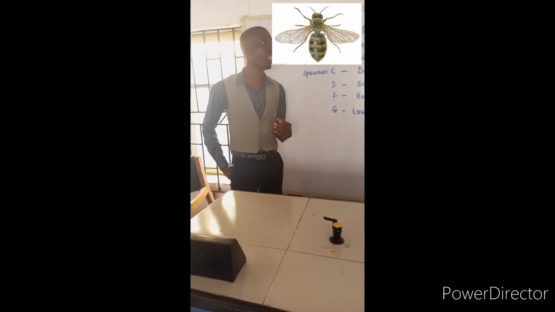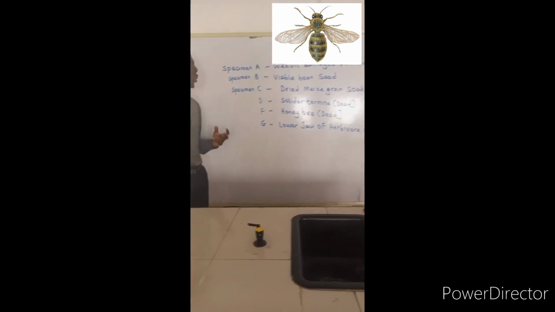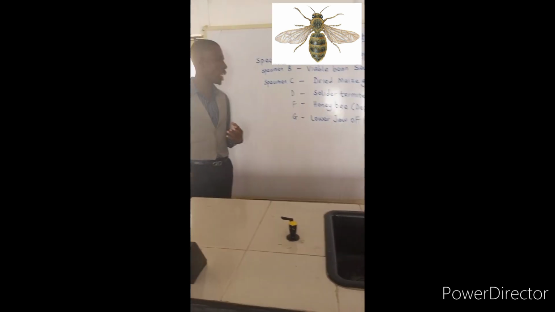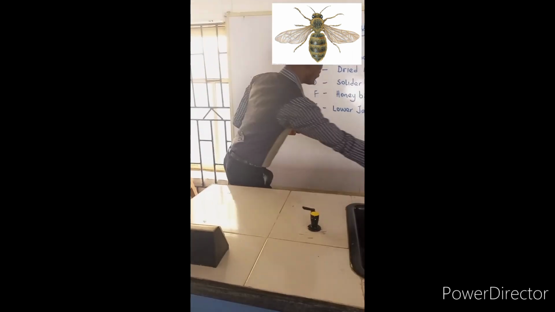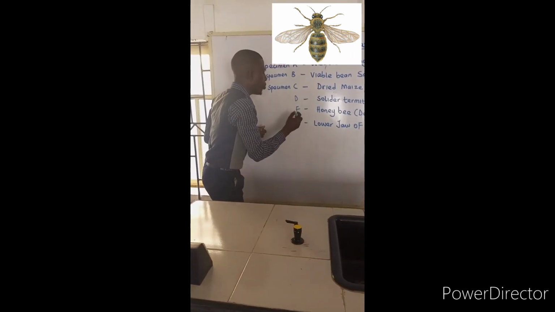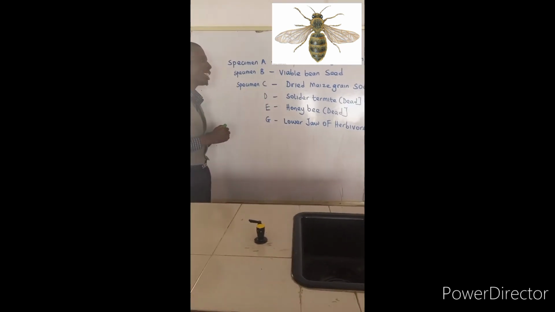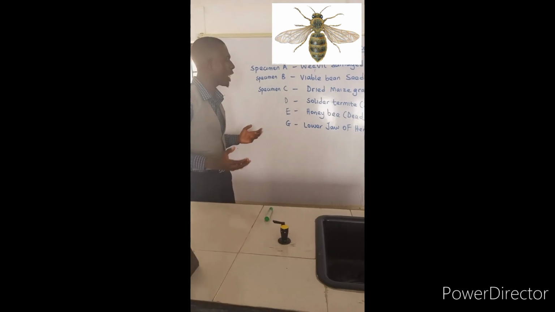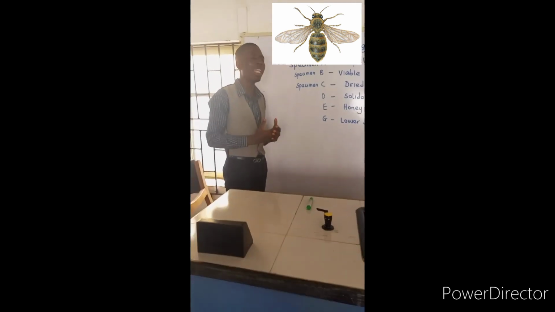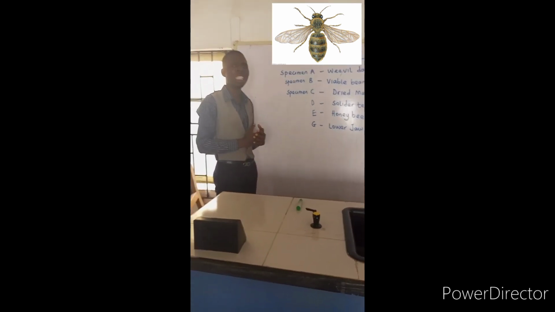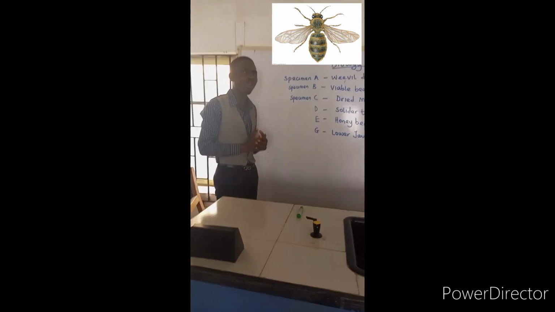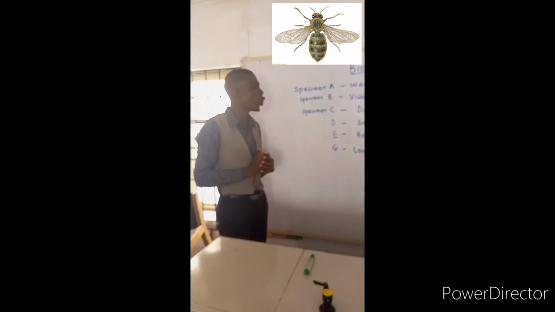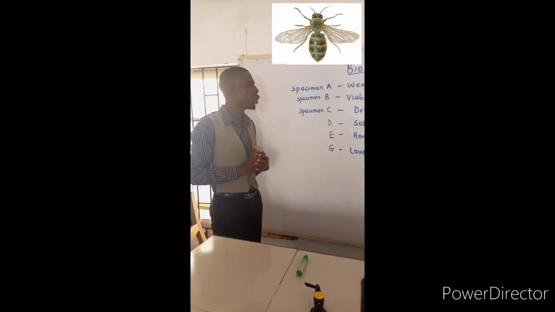Now, you can also ask us for the differences. What are the differences between soldier termite and honeybee? What are the differences between specimen D and specimen E? Soldier termite is specimen E. When you are being asked for differences, you place them in tabular form. That is one thing you should note.